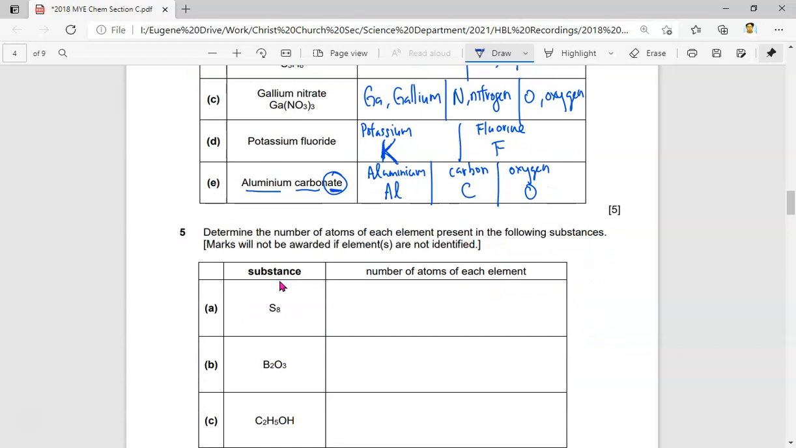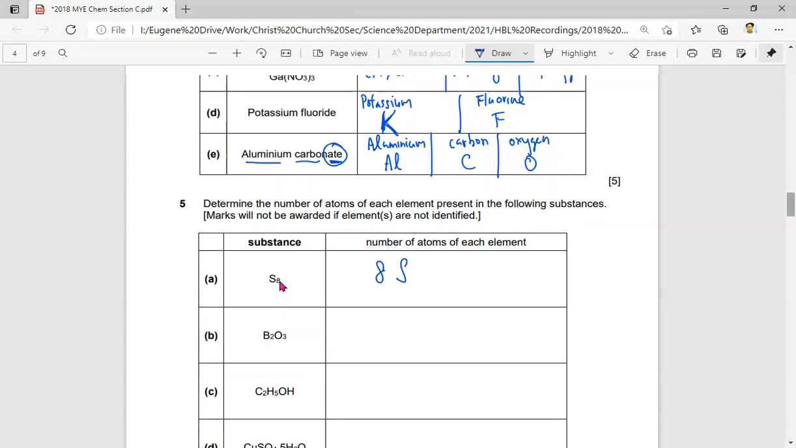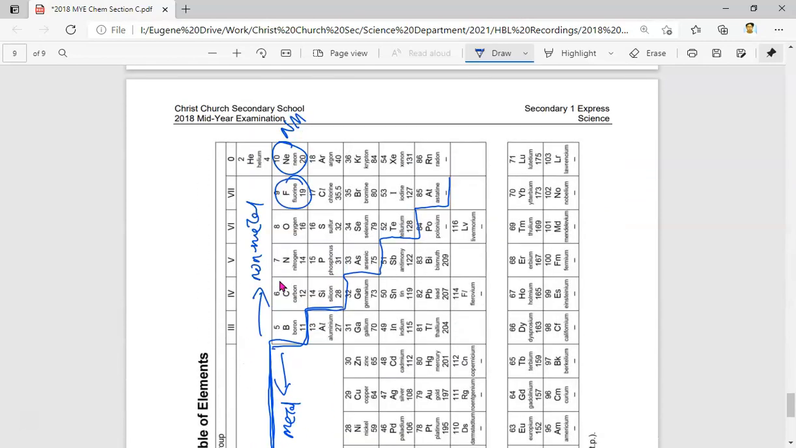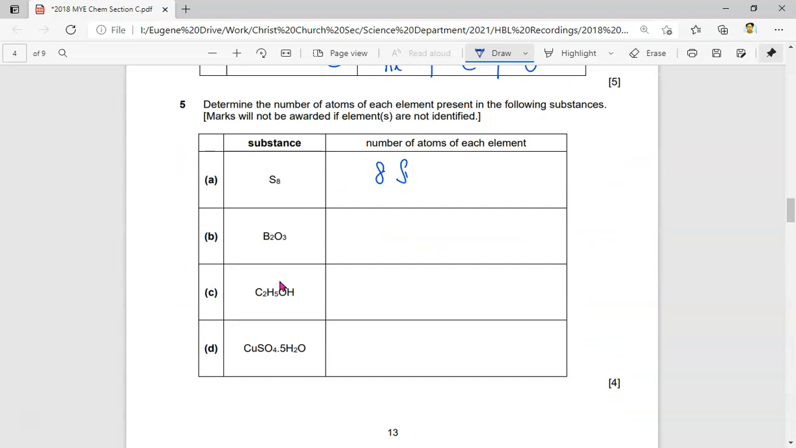Question 5. Determine the number of atoms of each element present in the substance. Okay, so on the number of atoms of each element. So in this case here, S8. Most people will say, sure, there's 8 S. So what exactly is S? If you just tell me S, you're not identifying the element. So I need you to go to the periodic table, look at what is S. So S is over here, which is sulfur. So in this question, it is 8 sulfur atoms.